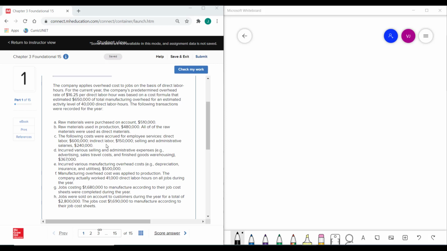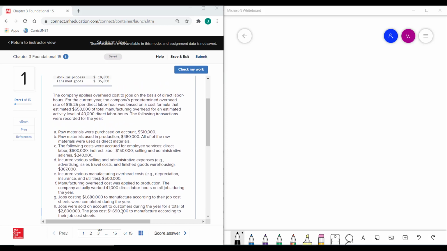Incurred various selling and administrative expenses, $367,000. Incurred various manufacturing overhead costs, $500,000. Manufacturing overhead cost was applied to production. The company actually worked 41,000 direct labor hours on all jobs during the year. Jobs costing $1.68 million to manufacture according to their job cost sheets were completed during the year, and jobs were sold on account to customers during the year for a total of $2.8 million. The jobs cost $1.69 million to manufacture according to their job cost sheets.